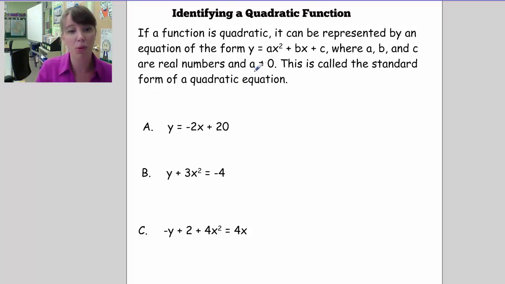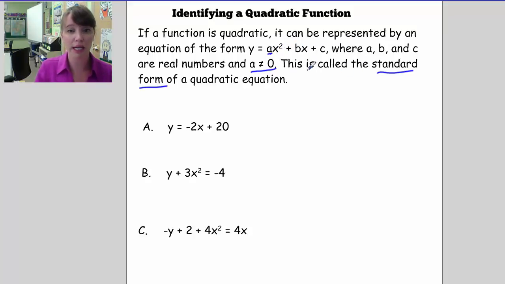And what's really important is that what we call the leading coefficient here, a, the coefficient of the x squared term, cannot be equal to 0. Okay, and the quadratic equation in this form is called standard form. It's represented as ax squared plus bx plus c.